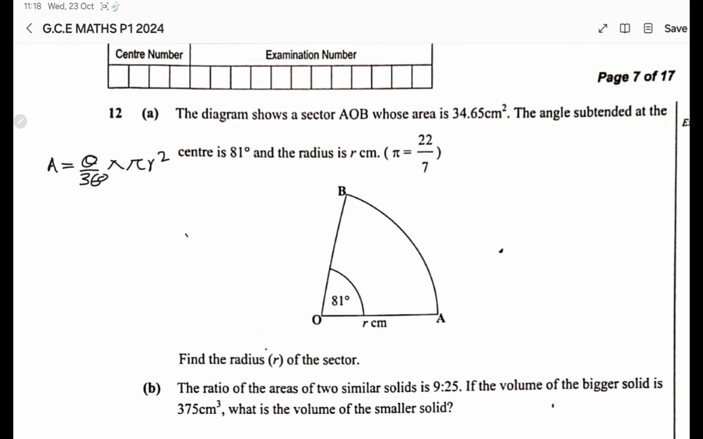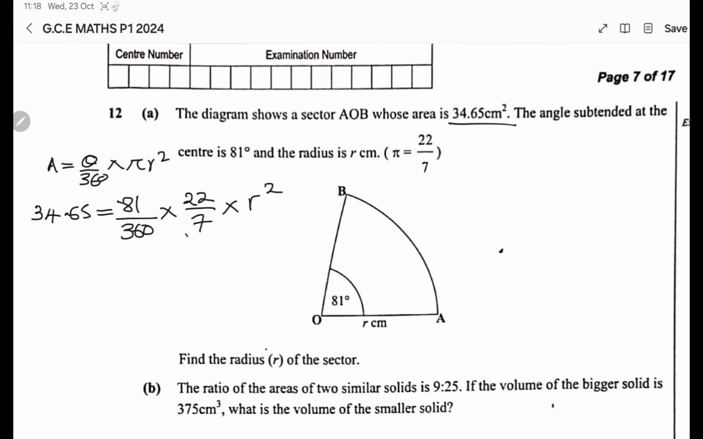What we are going to do next is substitute the area and all the respective information that has been given to us. So the area is 34.65, so don't worry about the decimal, equals theta, which is 81, so we have 81 over 360, multiplied by pi, which we are told is 22/7, multiplied by radius squared.